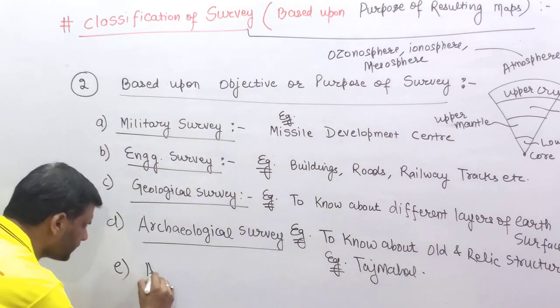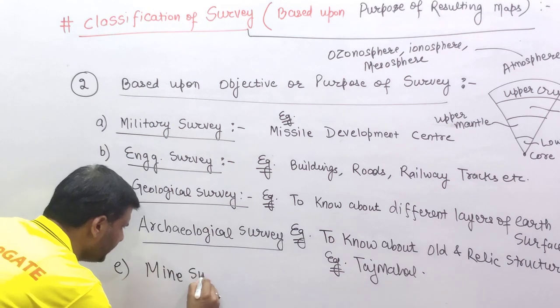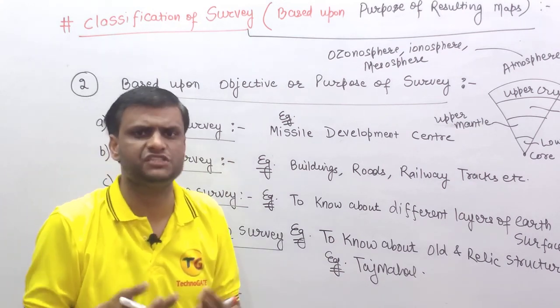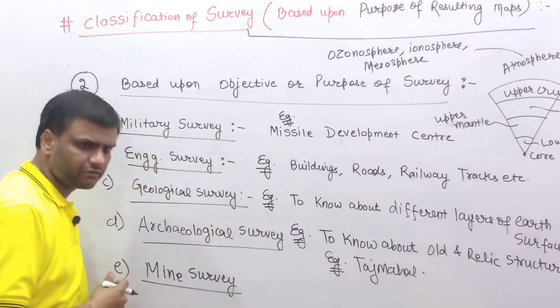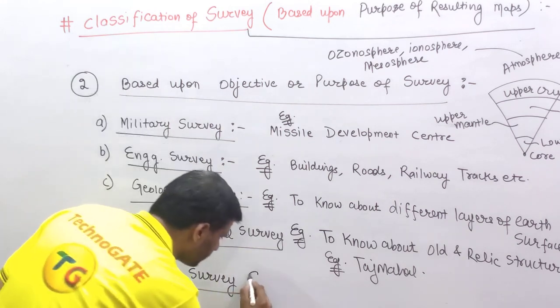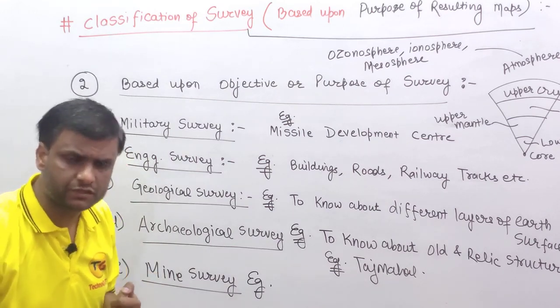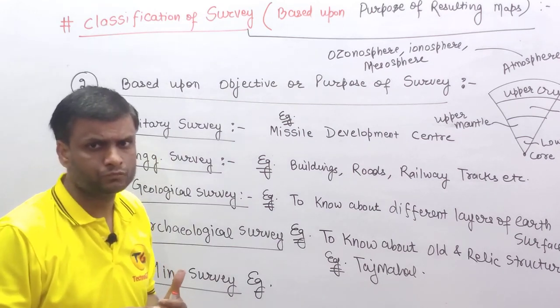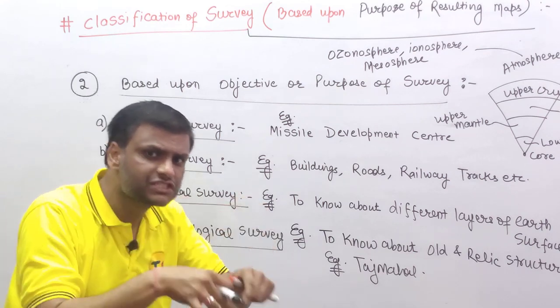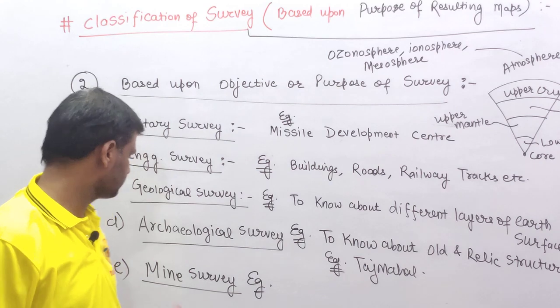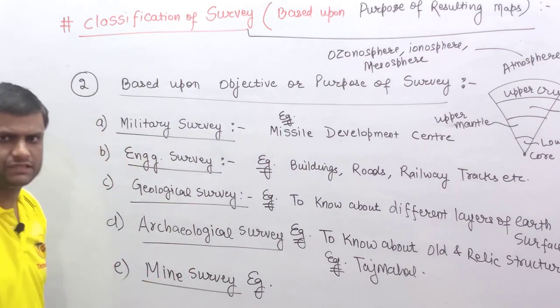And last one is called mine survey. Example: coal mines in Dhanbad, Jharkhand state of India. So for different mining operations, if a survey is performed to know about the exact material at that particular mine, at that particular location, the survey performed is called the mining survey.